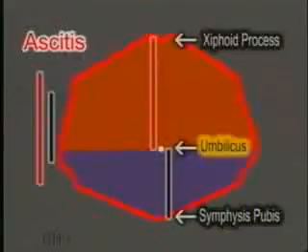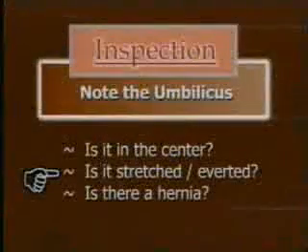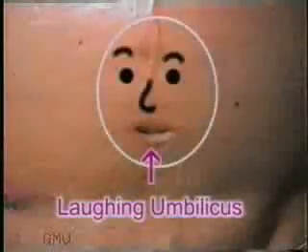The distance between the xiphoid process and the umbilicus is more than the distance between the umbilicus and symphysis pubis. This is Tanyol's sign. Then note the shape of the umbilicus. In ascites, it may be transversely stretched, or a laughing umbilicus, or everted as an umbilical hernia. Then ask the patient to cough and look for an expansile impulse indicating an umbilical or paraumbilical hernia.